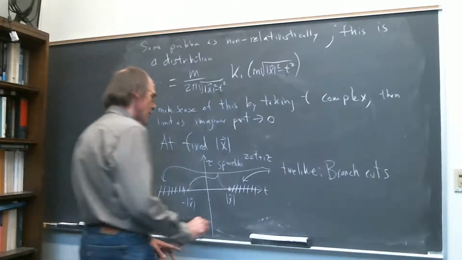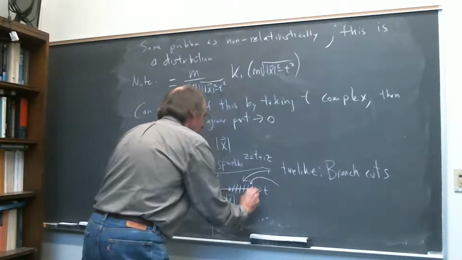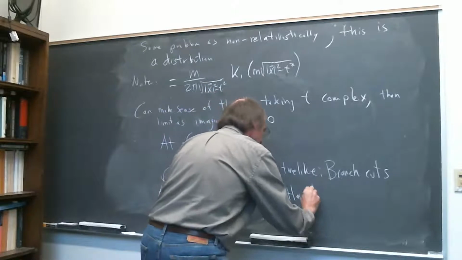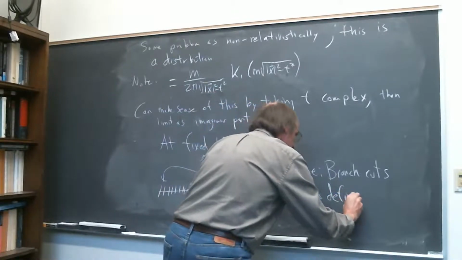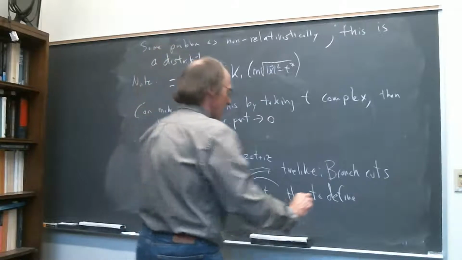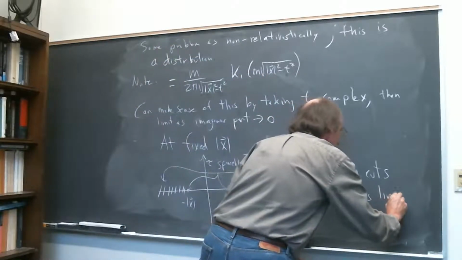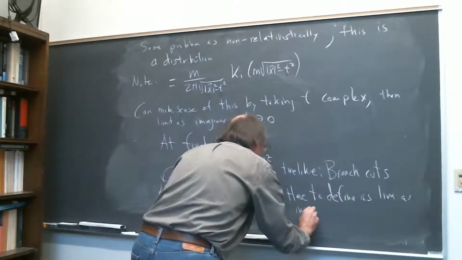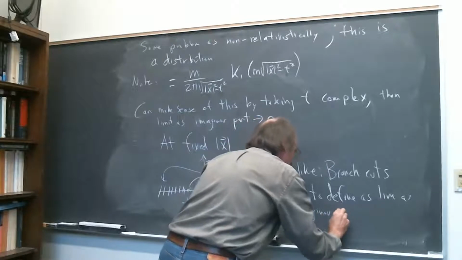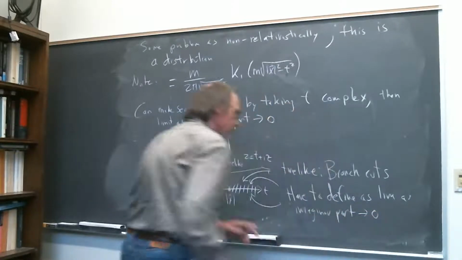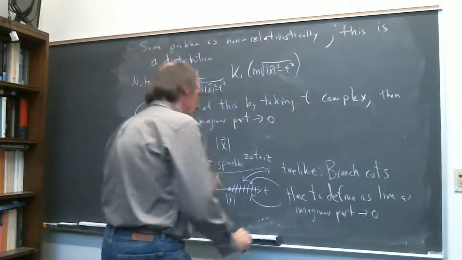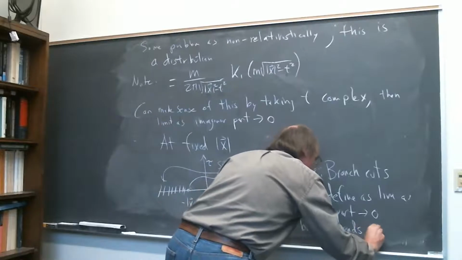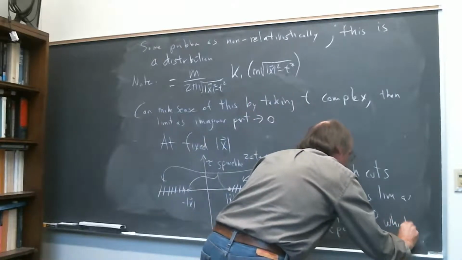So what happens here is you have to define your propagator as the limit as the imaginary part goes to 0, but it depends on which direction.